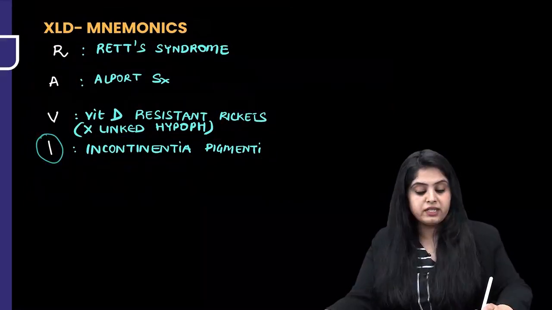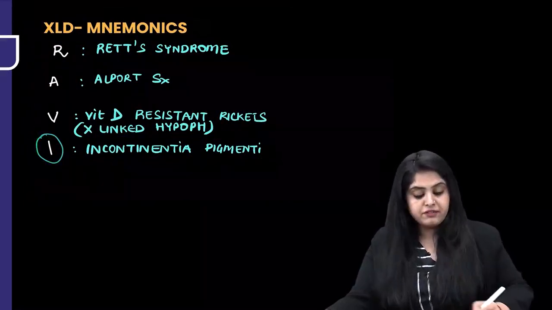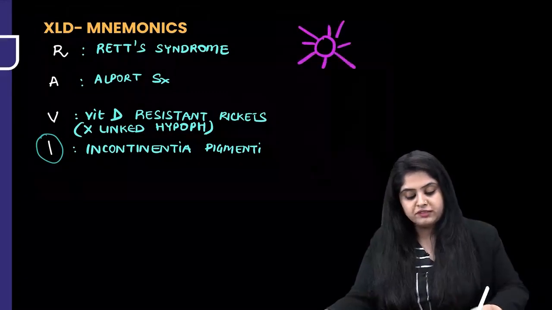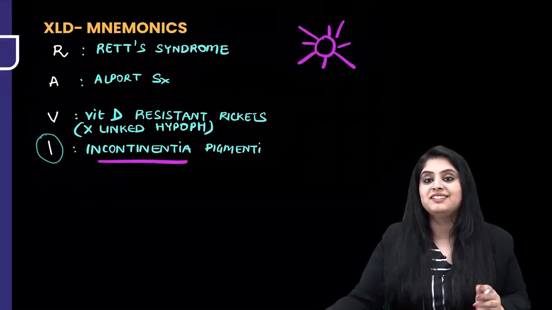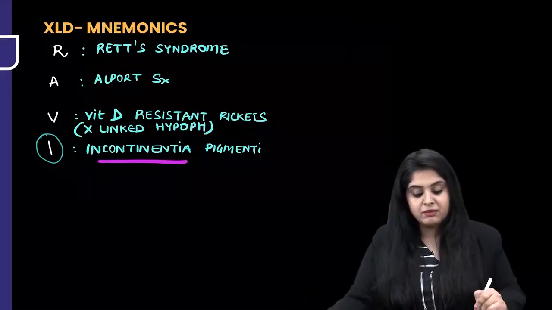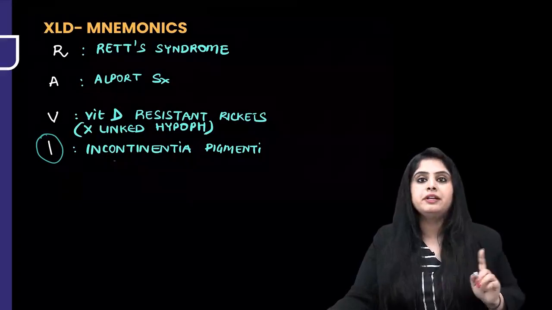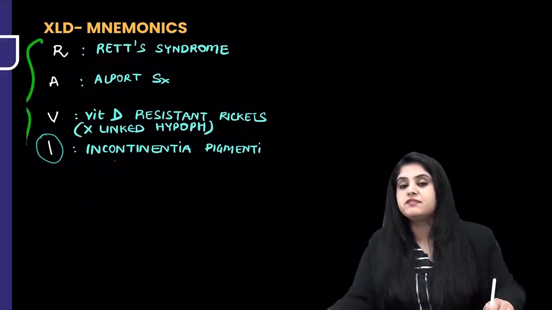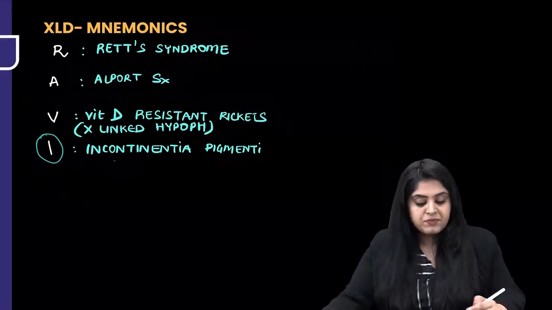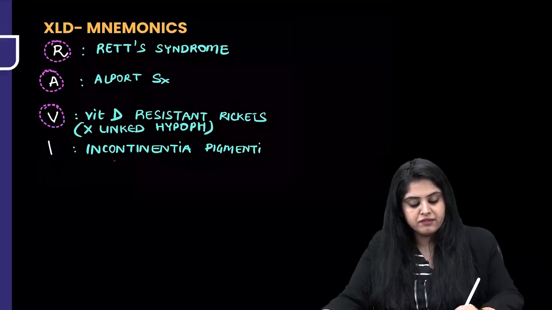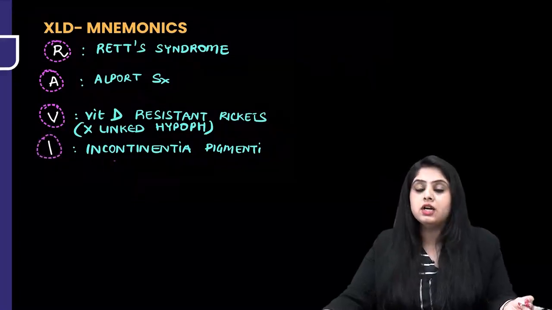So what is the mnemonic for XLD? Ravi. Remember, Ravi stands for what? Ravi is the sun. So basically what I want to tell you is to keep sun and continents together. The sun, planets and continents, keep them together. So in the Ravi mnemonic please keep the continent, not intermittent porphyria. You will keep incontinentia pigmenti with the sun. That is just a way of learning, okay? So remember, we have Rett syndrome, Alport syndrome, vitamin D resistant rickets, and then finally we have incontinentia pigmenti.